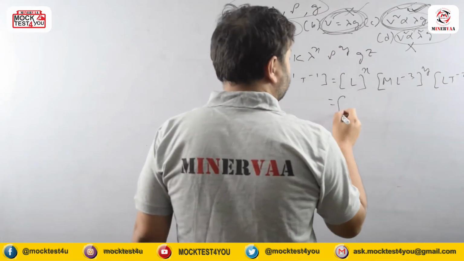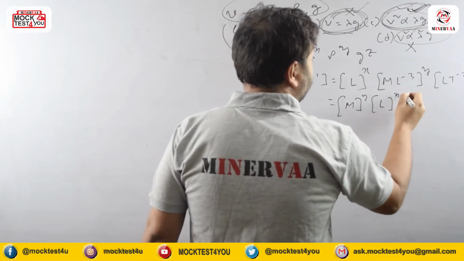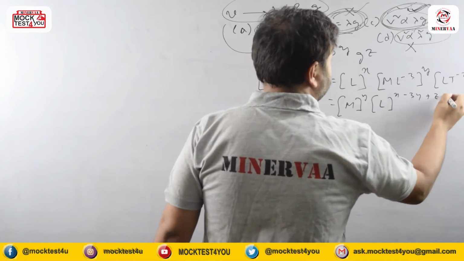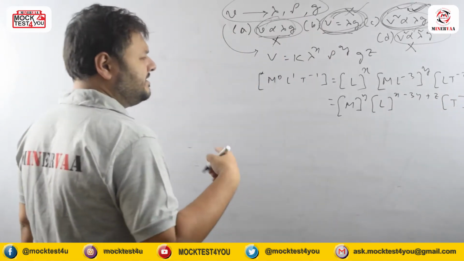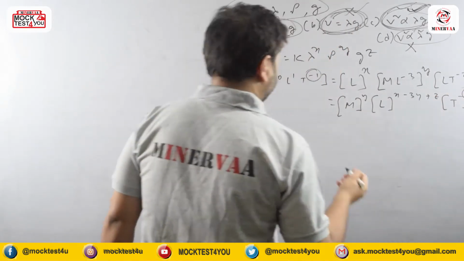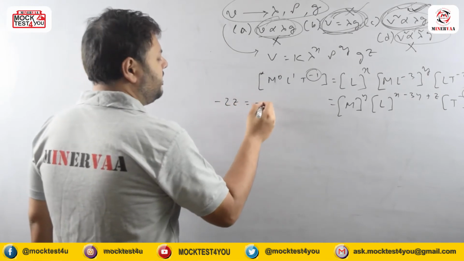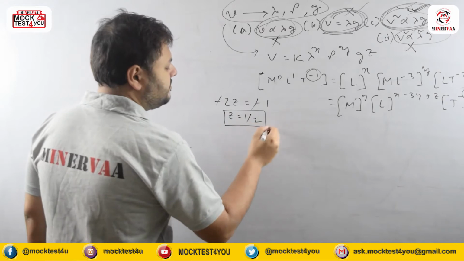So finally it is coming as m to the power y, l to the power x minus 3y plus z, and t to the power minus 2z. So this is the situation. If you compare, this minus 2z is minus 1. So minus 2z equals minus 1, so z becomes half.